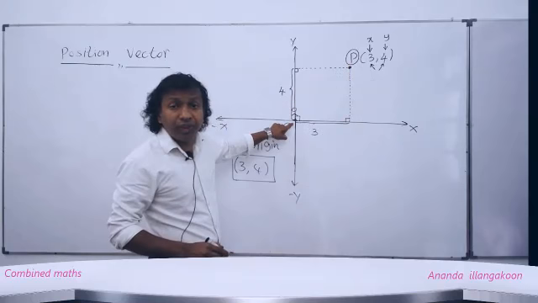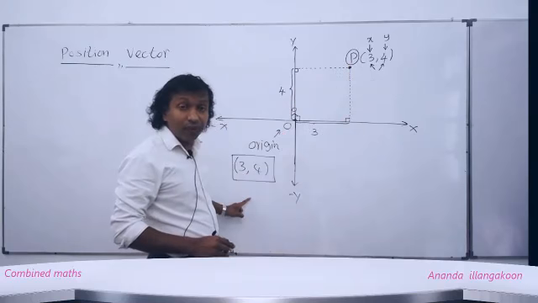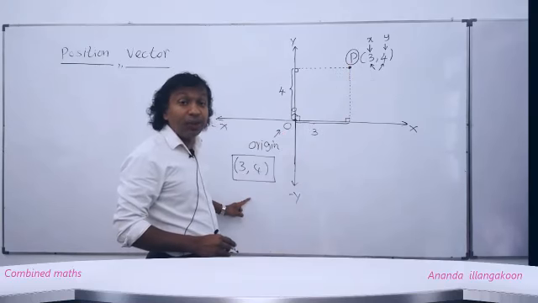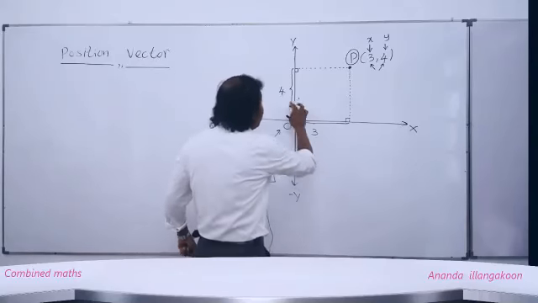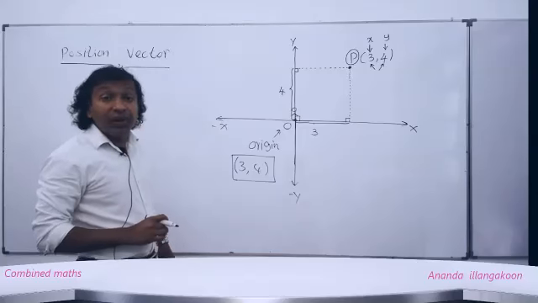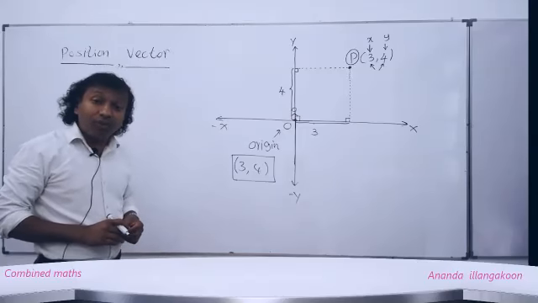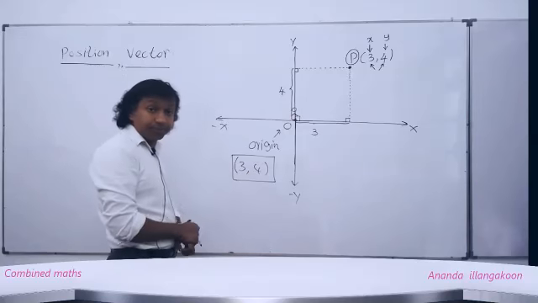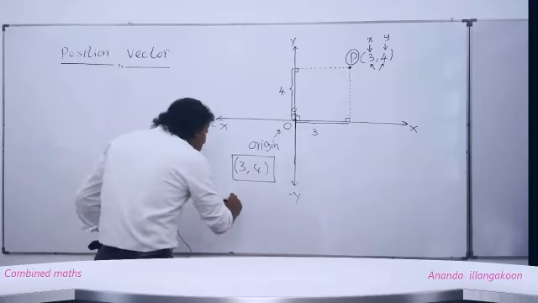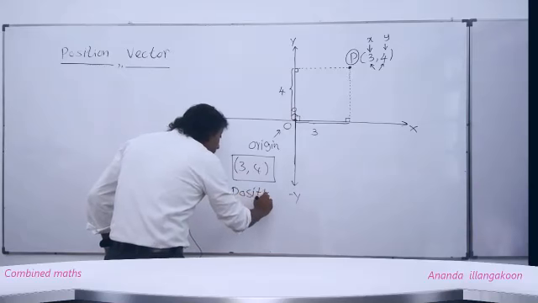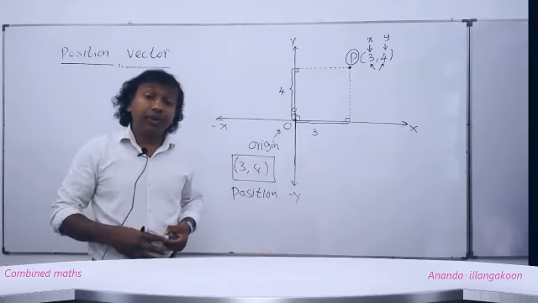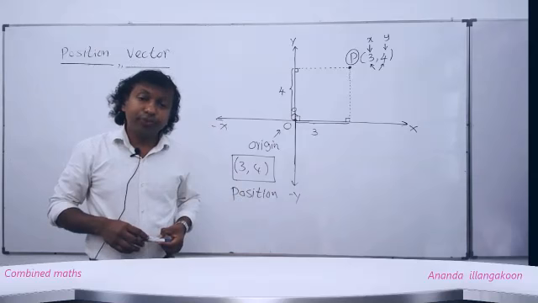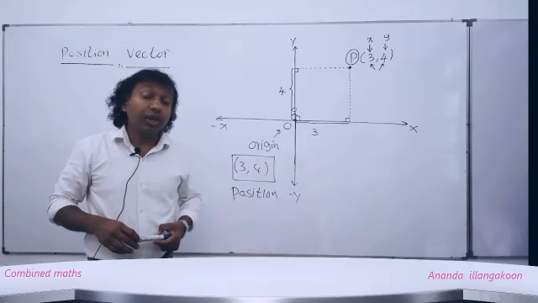People, why do we use the word relative to point O? Yeah, these 3 and 4 have been measured along the axes starting from the point O. This is 3, this is 4. That is why we say, people, relative to point O. So therefore, these 3, 4 coordinates describe the position of the point P relative to O.